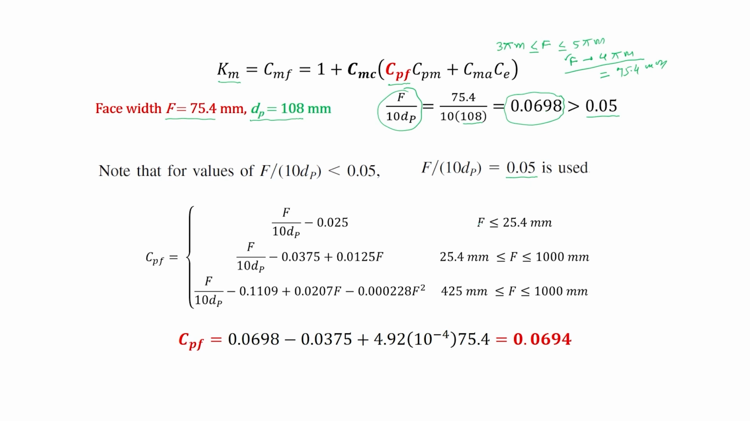Now, based on the face width, we have to get the value of this CPF. Our face width is 75.4, which ranges between 25.4 mm and 1000 mm, and thus we will use this formula to get the value of CPF. Otherwise, based on the face width, one of the other formulas should have been taken. So, the CPF factor is given by this formula. Substituting the value of F, we get it as 0.094. The next thing will be the determination of this CPM.